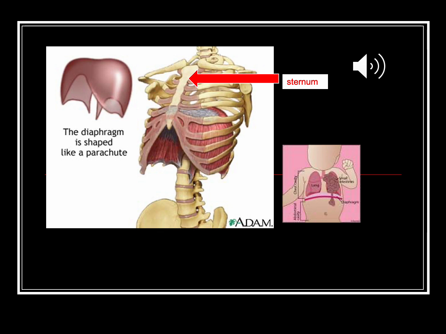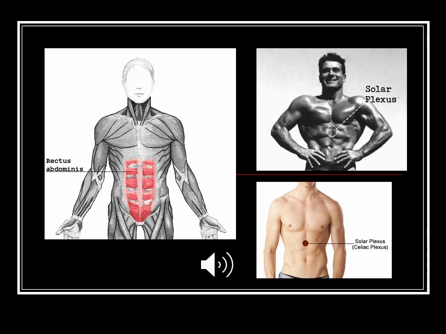The funny thing is that those two major organs are in a cage. They are protected by your rib cage. And you can also see the sternum here at the center of the rib cage.